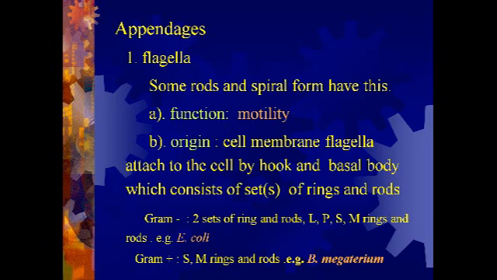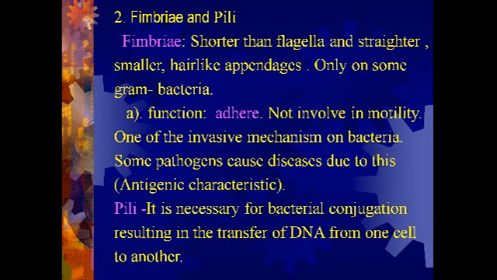The gram-negative bacteria consist of two sets of rings and rods, that is L, P, S, M rings and rods. Example E. coli. Whereas in gram-positive bacteria, two rings are present, S and M, and rods are also present. Example Bacillus megatherium. Next type of appendages we are going to discuss here is fimbriae and pili.